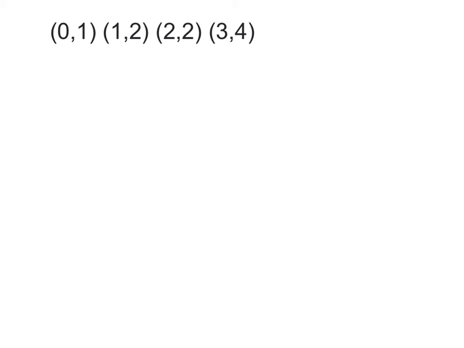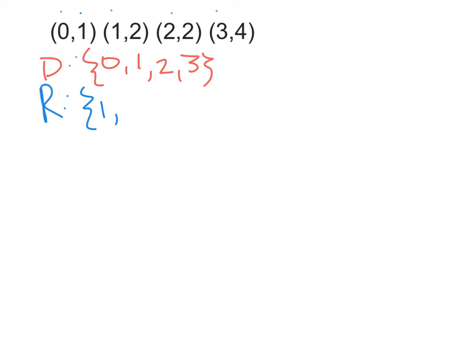Let's look at one more example. So we have the points (0, 1), (1, 2), (2, 2), and (3, 4). If we list out our domain, we have 0, 1, 2, and 3. And if we list out our range, we have 1, 2, 2, and 4.